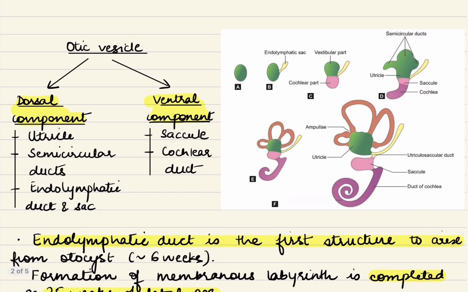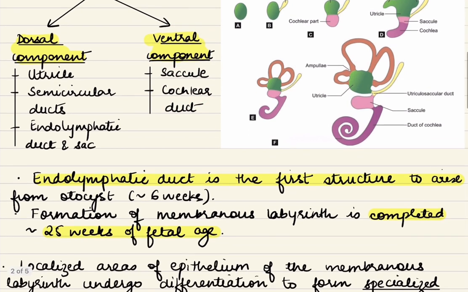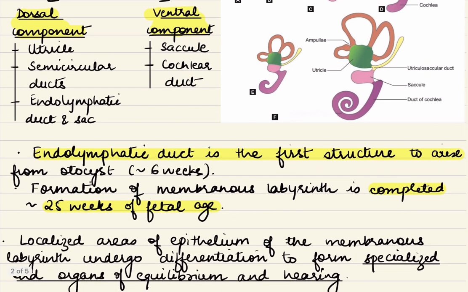The other structures formed from the dorsal component are the utricle and the three semicircular ducts. So, the dorsal component gives rise to the utricle, semicircular ducts, and the endolymphatic system. And the ventral component gives rise to the saccule and the cochlear duct. This formation of the membranous labyrinth is completed by the age of around 25 weeks.